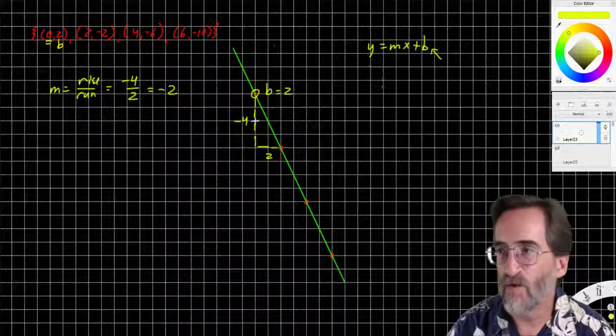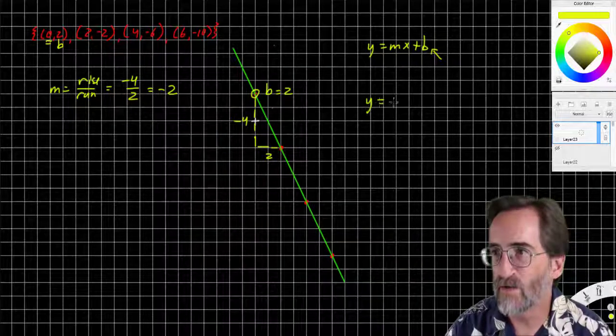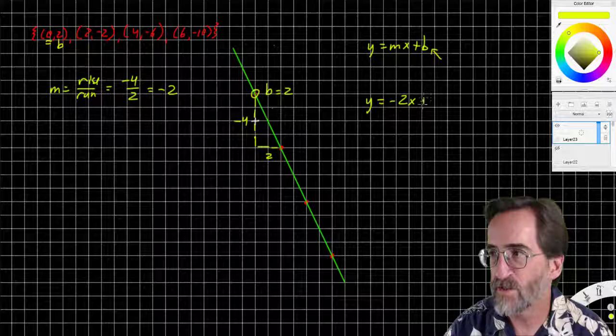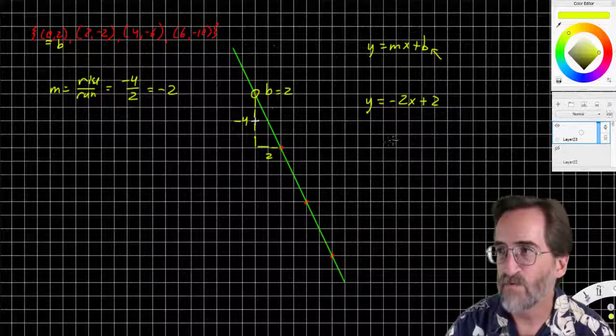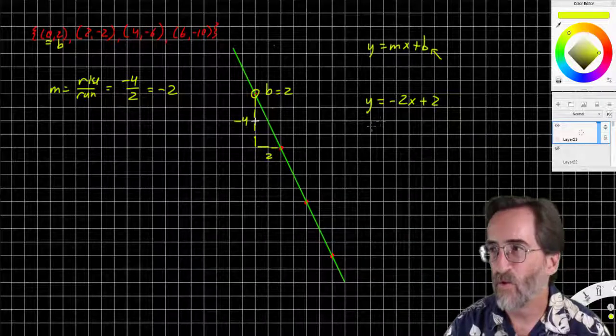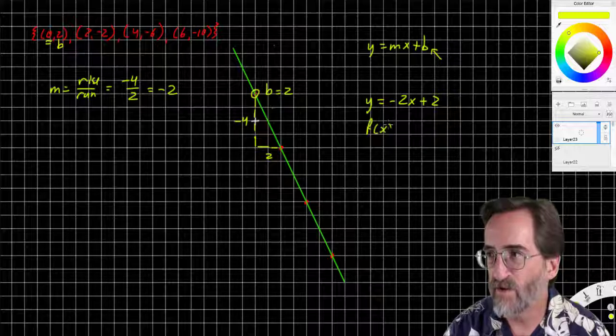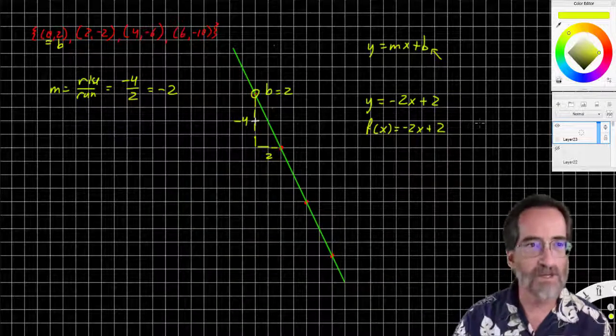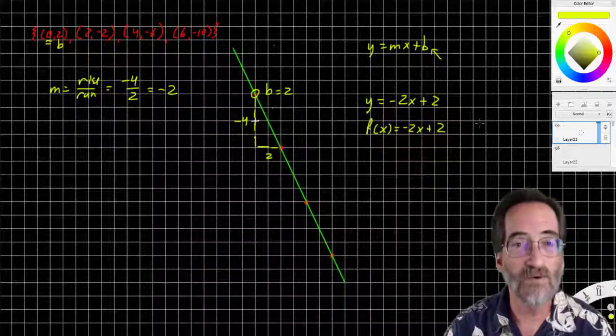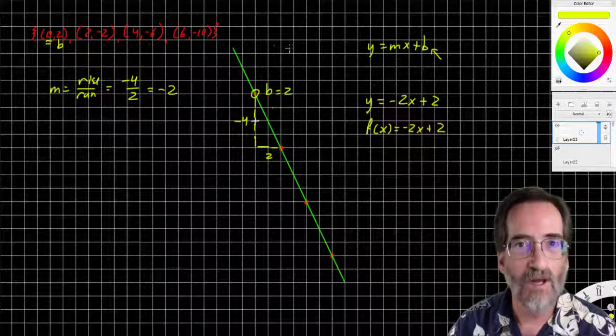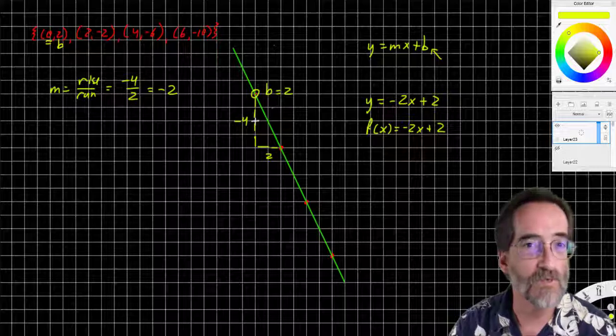So I can now write my equation. Y equals negative 2x plus 2. Or we can write it as a function. F of x equals negative 2x plus 2. All right, hopefully that serves as a good overview to help get you started, and also maybe a point which you can return to remind yourself how to do some of the things in this lesson.